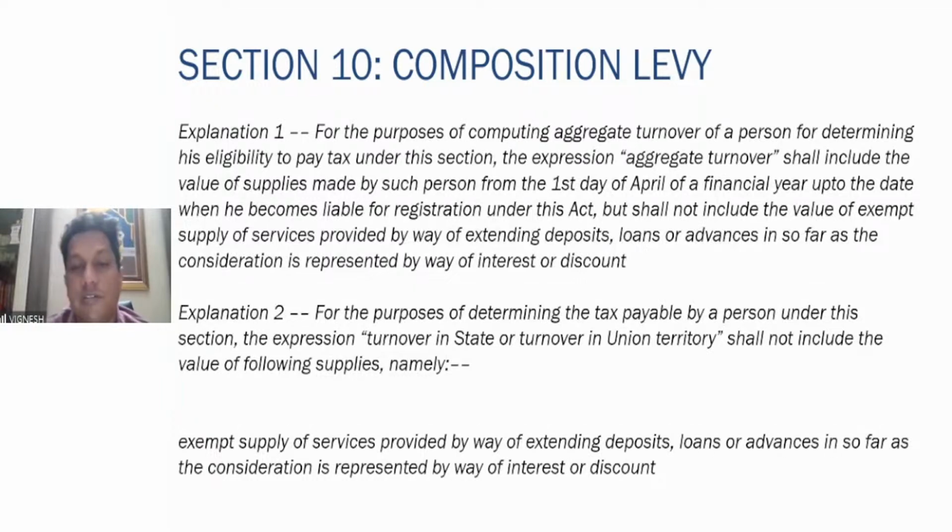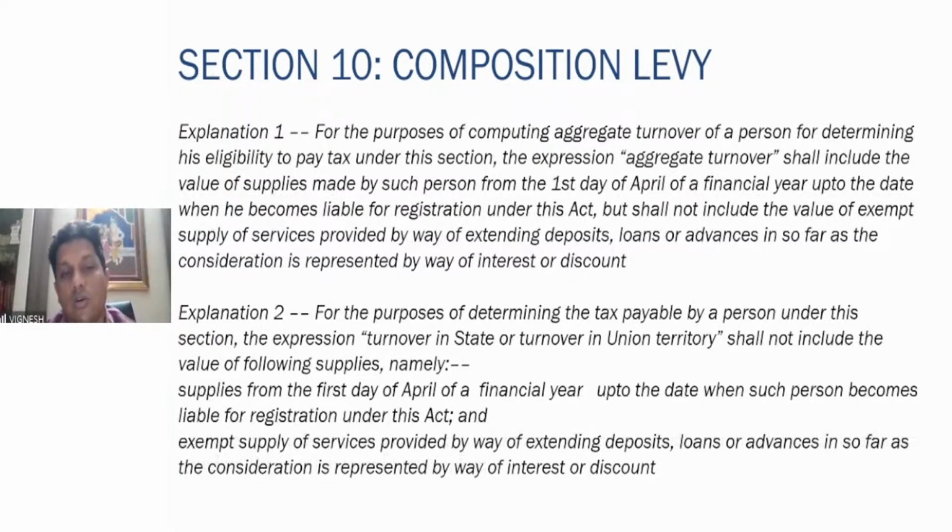Okay. Then for the purpose of determining the tax payable, the turnover in the state shall not include the value. Turnover in the state, that is, it will not include the turnover of supplies from first day of April of the financial year up to 20 lakhs, and exempt supply. So therefore, during the year, if you're opting for the composition scheme, the first few months touch 20 lakhs. The moment it touches 20 lakhs, you become liable for being registered. So for calculating the turnover, you will not take the turnover from 1st April till when he becomes liable to register. You will also not take into account the exempt supply which is being provided.